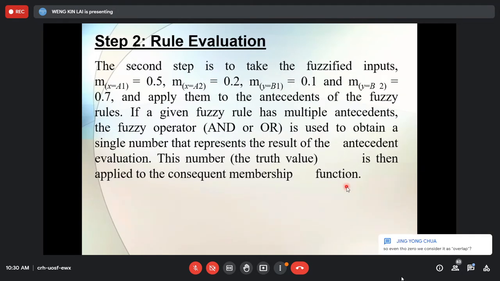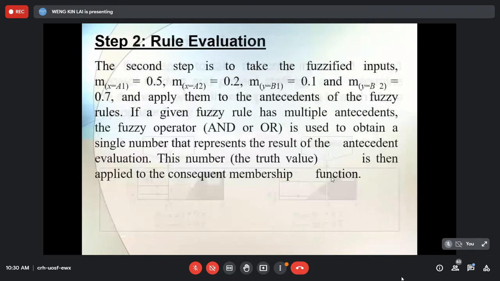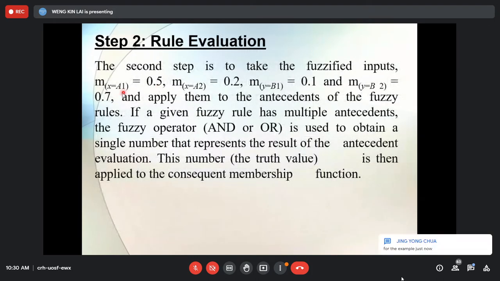So we take the values here, the membership 0.5 for X and then for Y. So you have 0.5, 0.2, 0.1, 0.7. 0.5 for the input X, which is intersecting at A1 at 0.5, membership for A2 being 0.2, membership for Y at B1 being 0.1, and finally the membership for Y at B2 being 0.7.